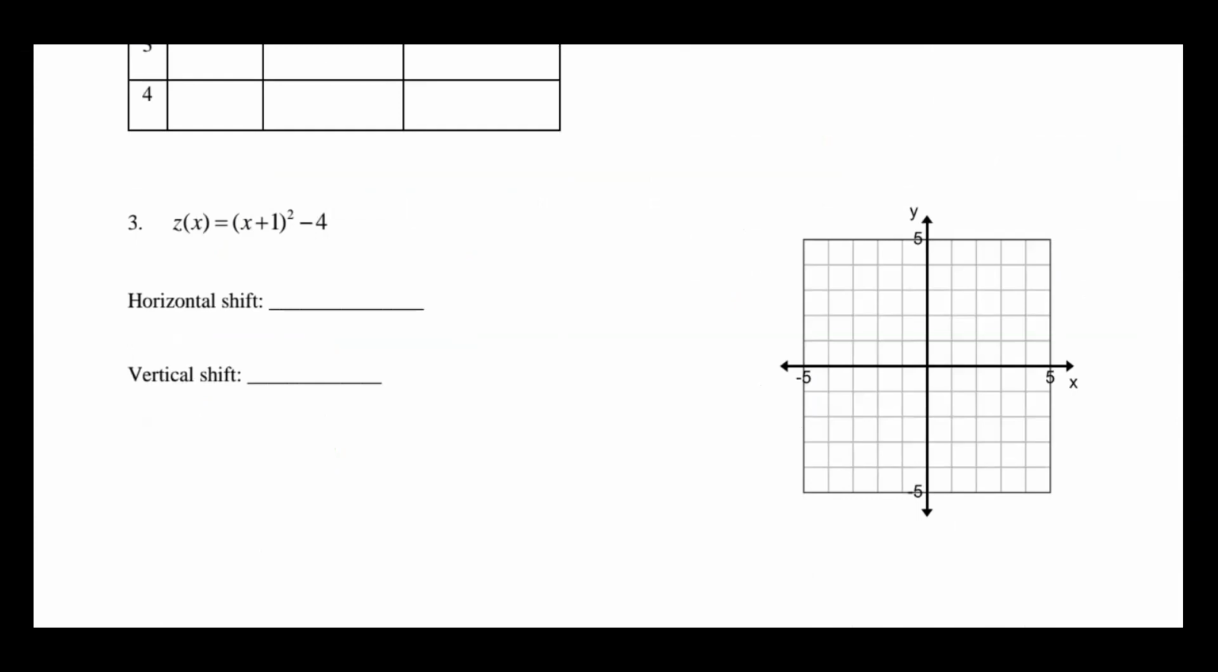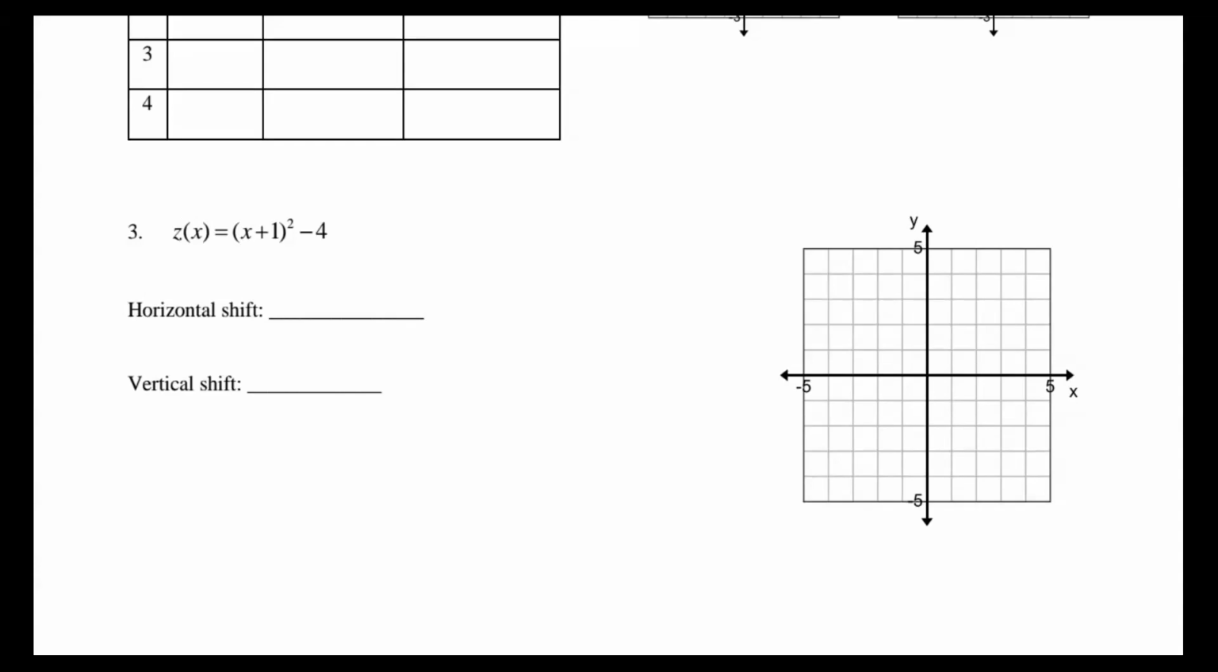You have to identify problem number 3. You have to see the horizontal shift. By looking at the equation, you have to tell what is the horizontal shift and then vertical shift. Okay, and the parent function is nothing but the parabola. So it's, for example, x squared.